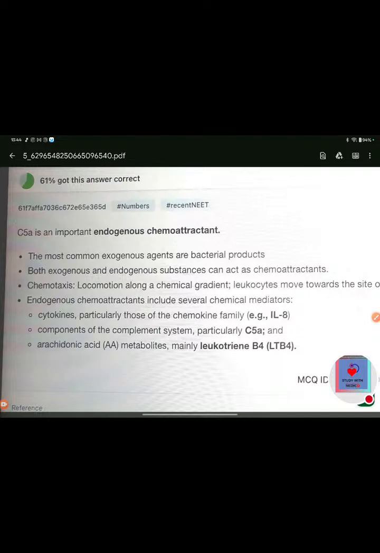What are the endogenous chemoattractants? They are of different types. One is cytokines, the most involved in chemotaxis being interleukin 8. In the complement system, it is C5a. In arachidonic acid metabolites, it is leukotriene B4. Okay, learn this.